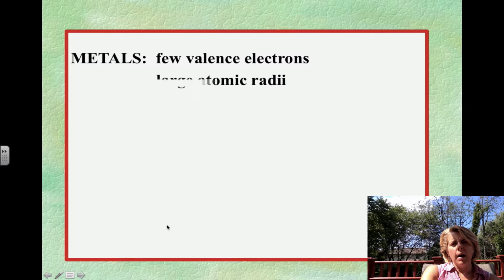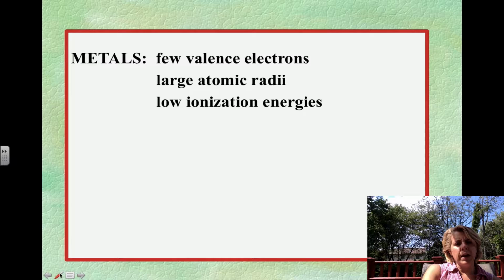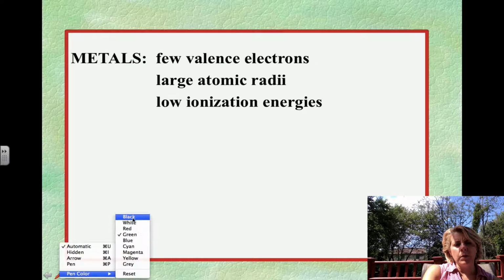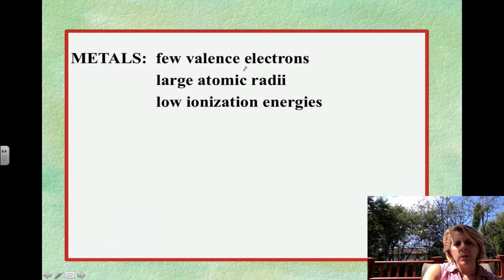Okay, here we go. This is a summary for metals. Notice that metals tend to have few outer electrons, so wherever you see the term valence, we're essentially talking about outer electrons. I think there's an extra T in there.